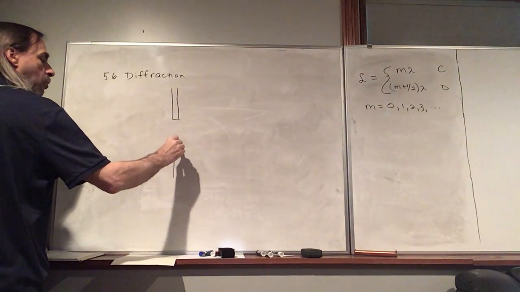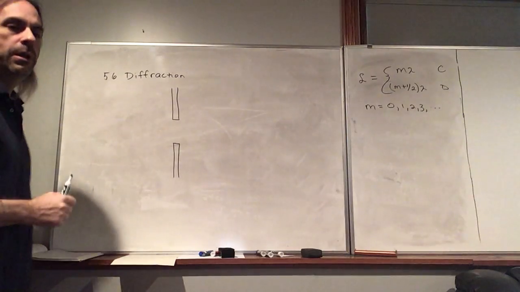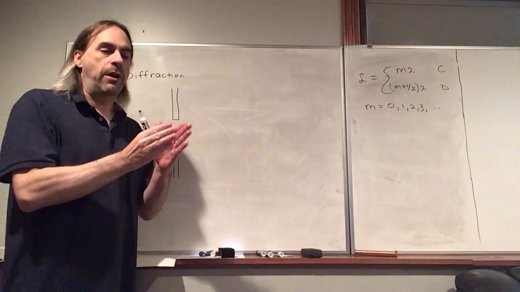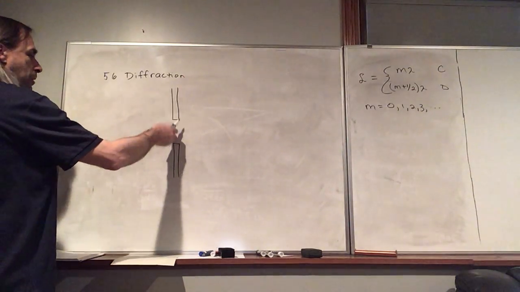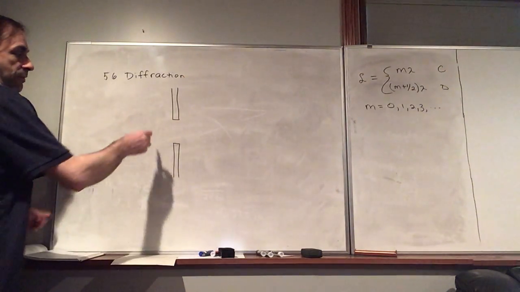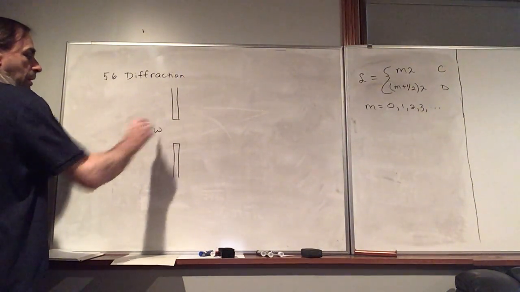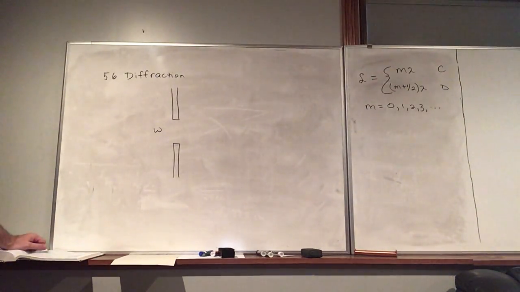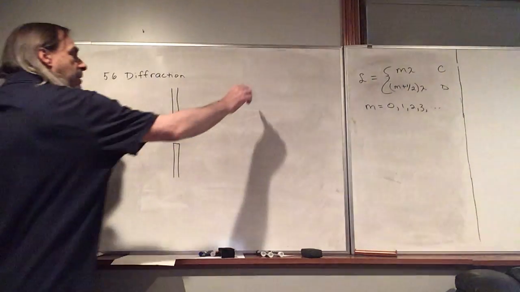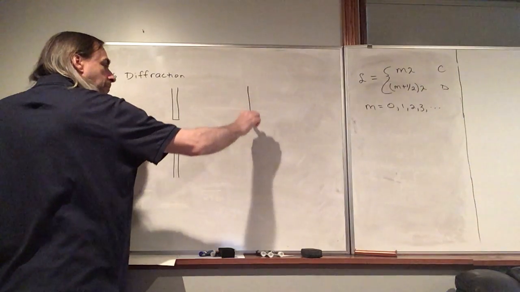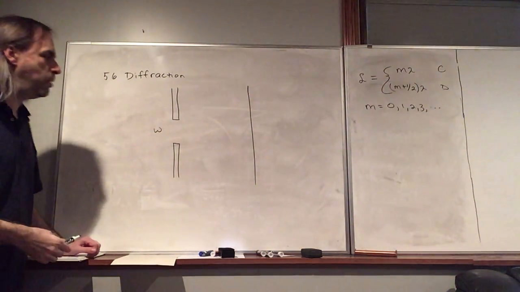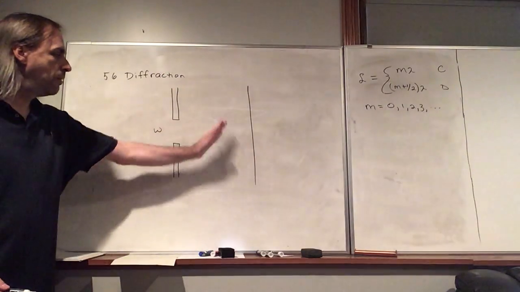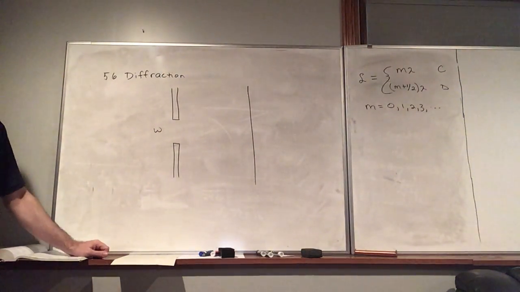Before, we had those double slits, two very narrow and very close together slits. This is something more where there's a width involved. We'll say W is the width of this opening. And we're going to shine this light on the screen. And this raises the question, how is light going to behave when it passes through this barrier?